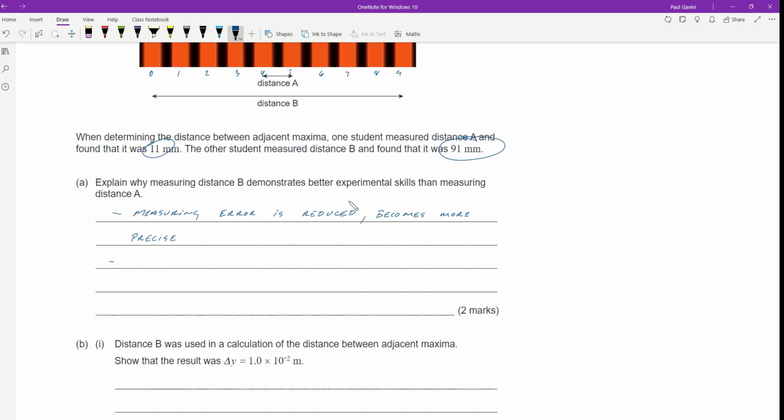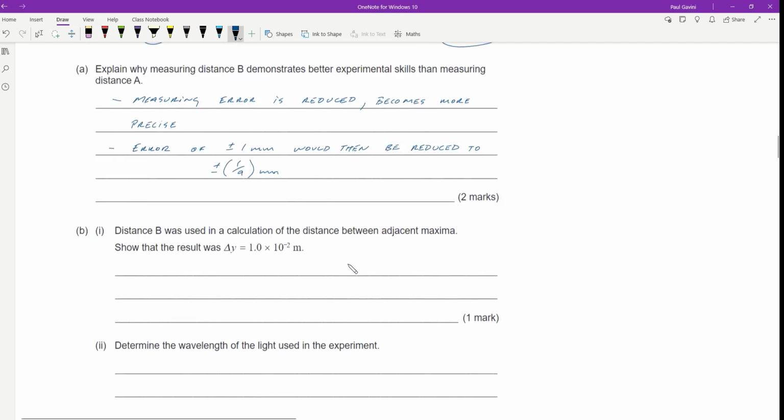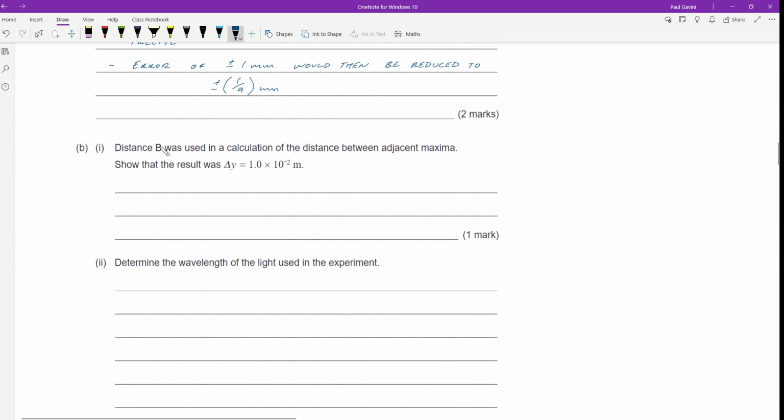So measuring error is reduced, becomes more precise, and I'll just put in an example here. If you did a plus or minus 1 millimeter error when you're doing measurement, at either end of here, then it'll just become plus or minus 1/9. So significantly decreasing it. Distance B was used in the calculation, which is good because that's the more precise one.